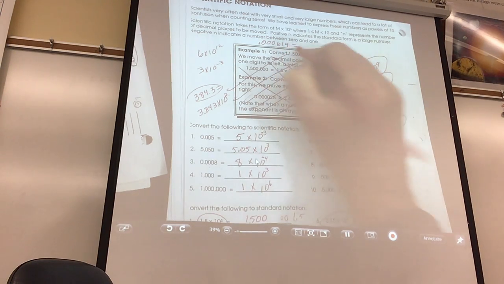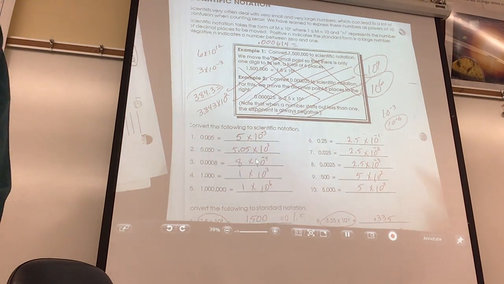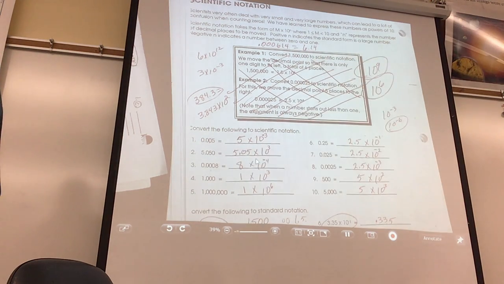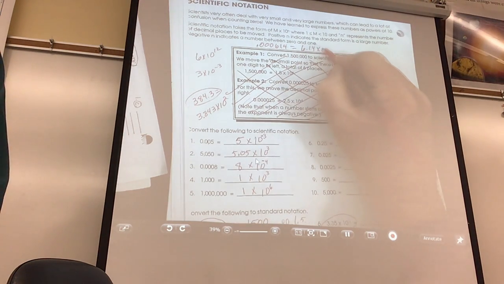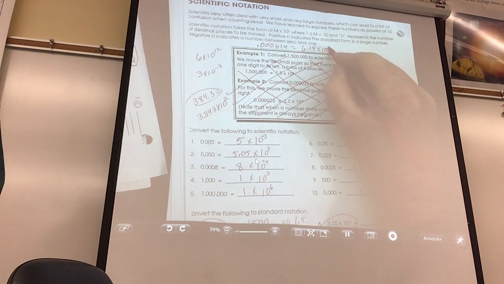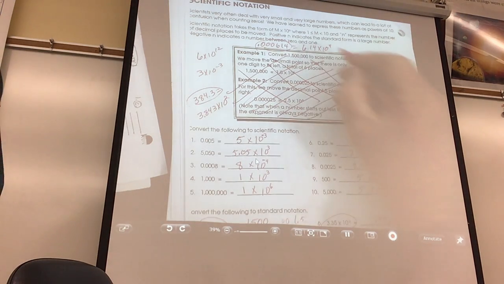0.000614. Put that in scientific notation. Move the decimal, make a number between 1 and 10. 6.14. That's pretty easy. Pay me back powers of 10. I had to move it 1, 2, 3, 4 places. Now, what kind of number is the original number? It's a decimal.